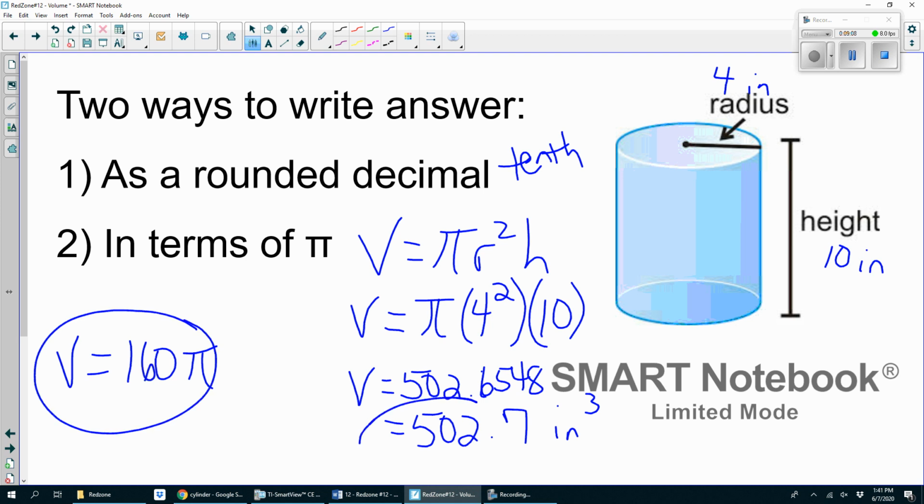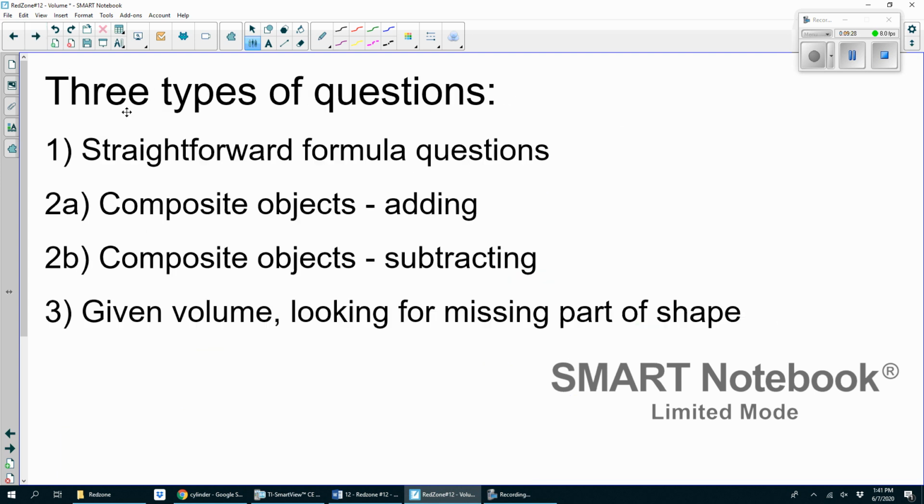This and this are the same exact answer. They just look different. We like to use this one in math because it's cleaner and it's more exact. This answer is a decimal, and we had to round it, so it's not quite exact, but it's very close. So those are the two different ways that we can write our answer.